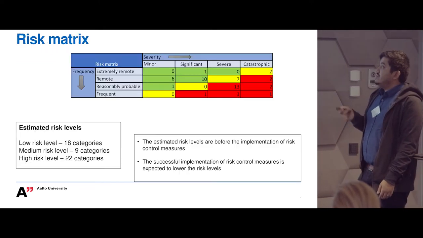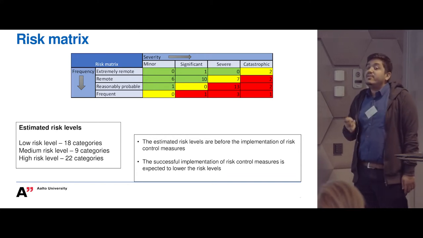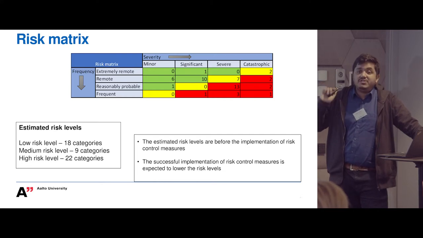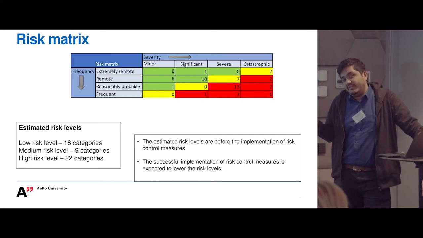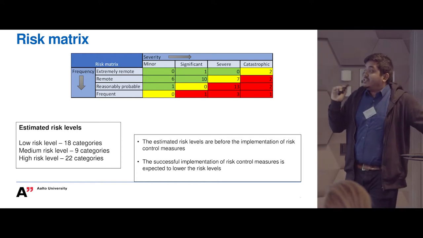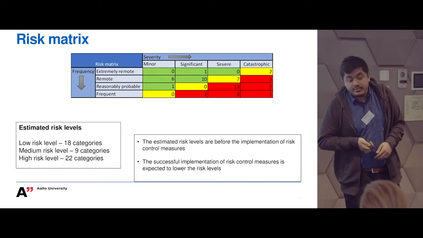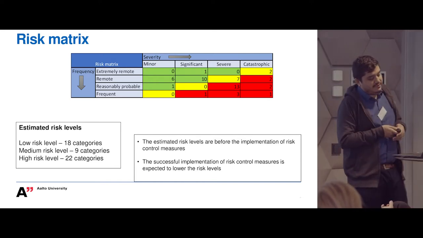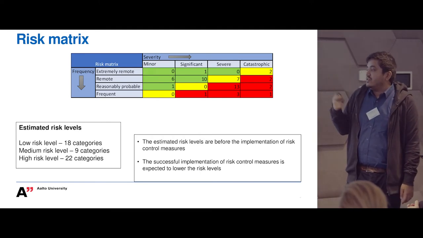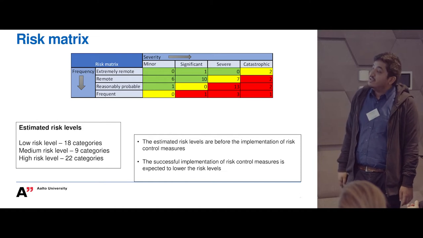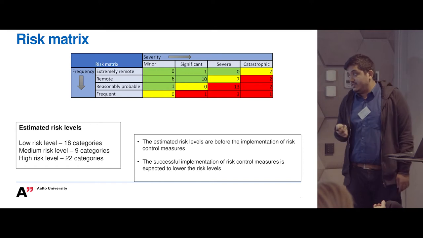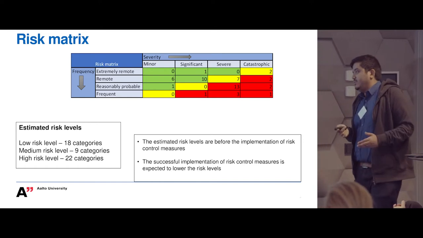Once we went through each of these subcategories and identified what can go wrong and implemented the safety controls, we also tried to estimate the risk levels for each of these categories, based on how severe the consequences can be if it fails, and how frequently it can fail. Based on that, we put them into three different categories: low risk level, medium risk level, and high risk level. So 22 of such subcategories fall into high risk level, 9 fall into medium risk level, and 18 of those fall into low risk level. So this is a preliminary estimation.